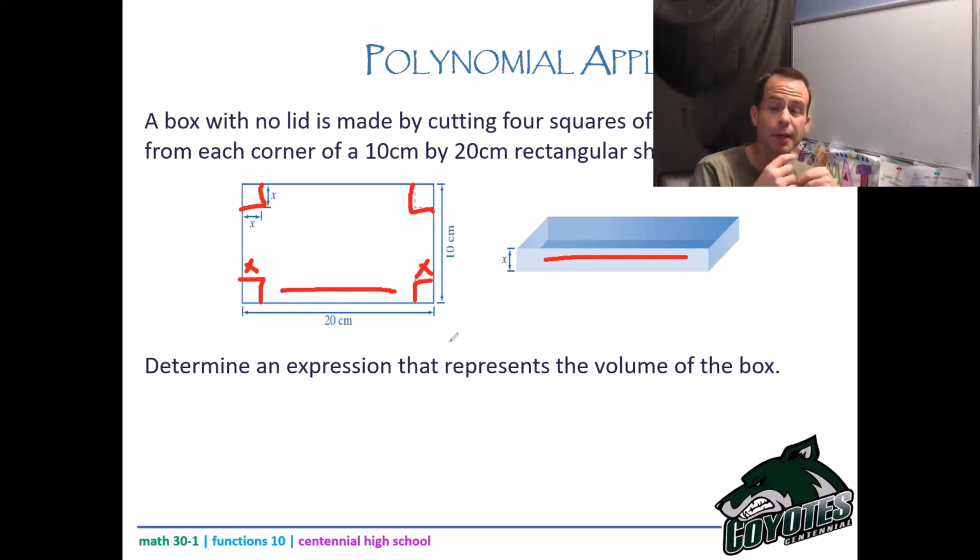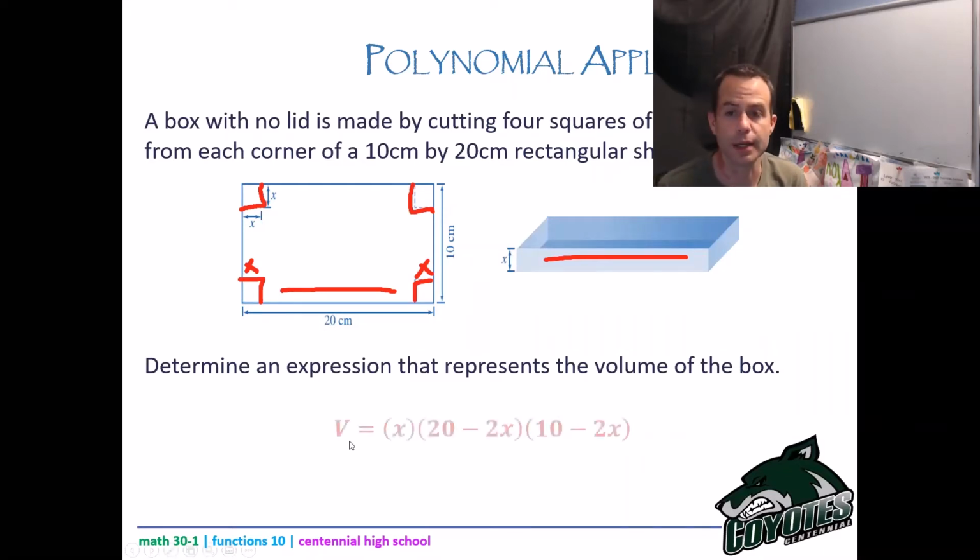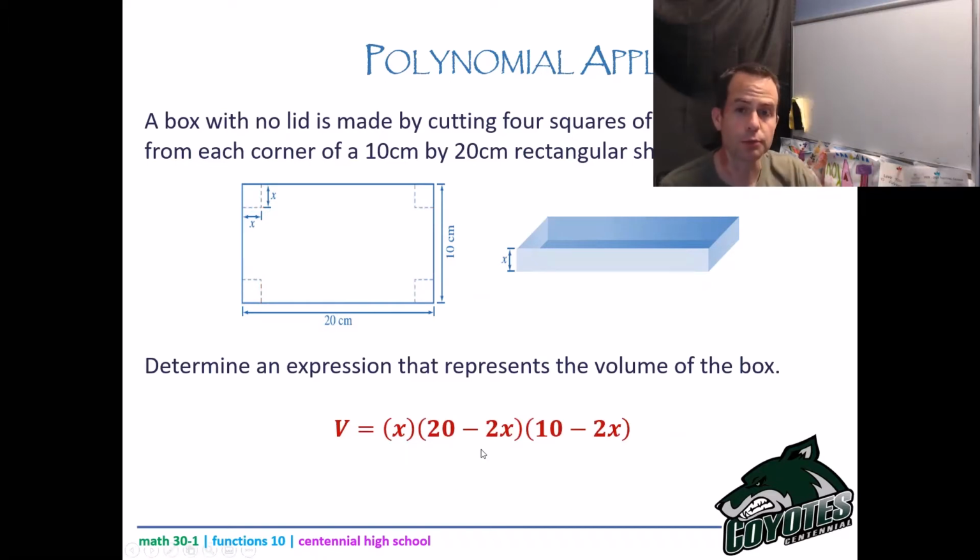Then I need to multiply it by the height. Well, what's the height? The height has to be x, because that ends up being the height of the flaps when I fold them up, okay? So I would have x times 20 minus 2x times 10 minus 2x, okay? So this polynomial would represent the volume.